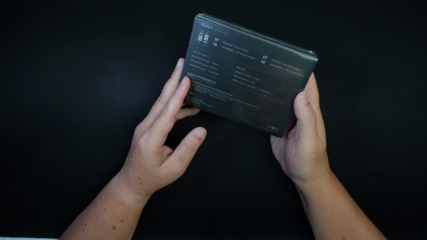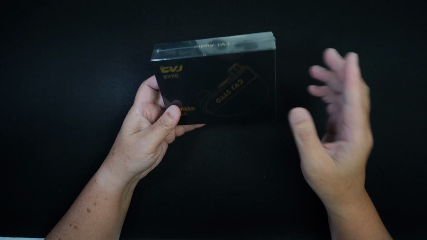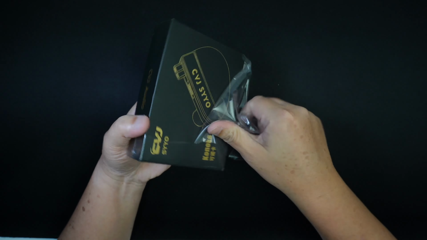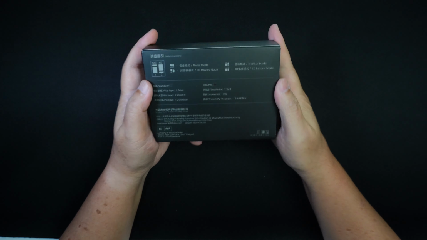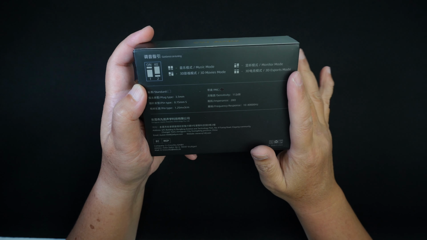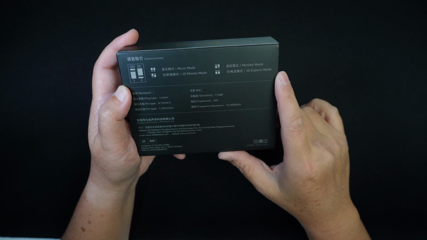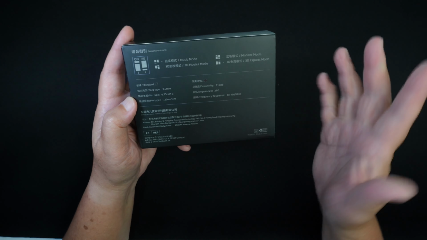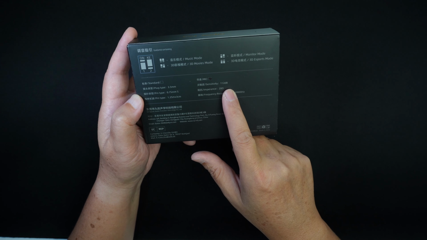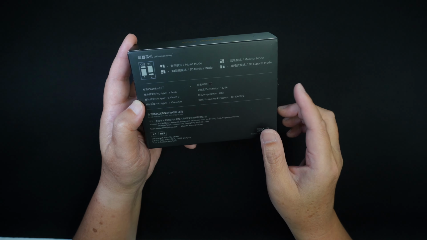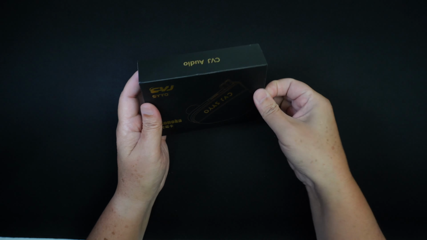Let's first go through the specifications of this IEM, but it's a bit of glare, so let me just open this up with the plastic, just remove it. All right, now we can read. So it comes with four different tuning modes: music mode, 3D movies mode, monitoring mode, and 3D esports mode. I don't know what that means, but anyway. The sensitivity for this is 112. The impedance is 28 ohms, and the frequency range is 10 to 40,000 hertz. Wow, there's no high-res certification on this, but anyway. Okay, so those are the specs.